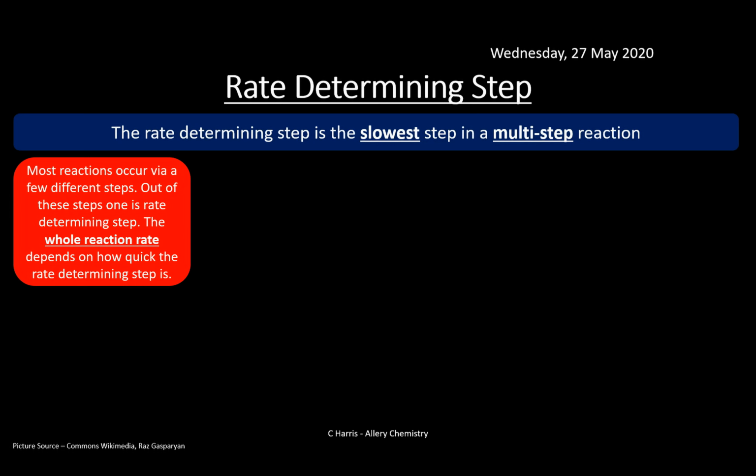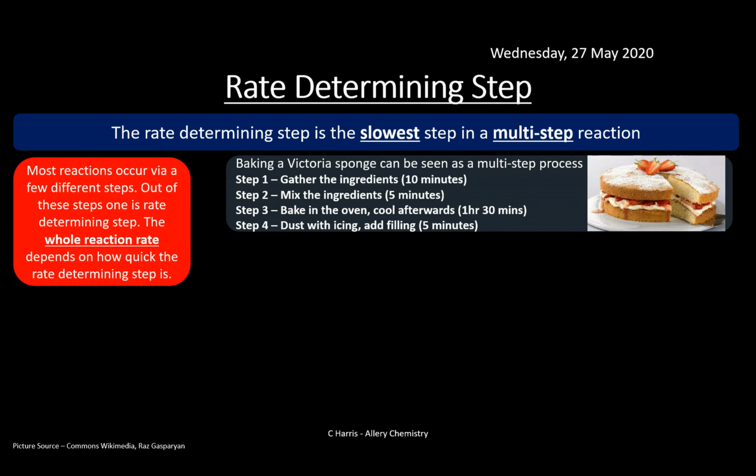So if we can do something at that rate determining step, then we can speed up the rate of our reaction overall. Now I'm going to use an analogy here, and I'm going to use an analogy because I like bacon. So I'm going to use an analogy of a bacon example here. So how would you make a Victoria sponge?